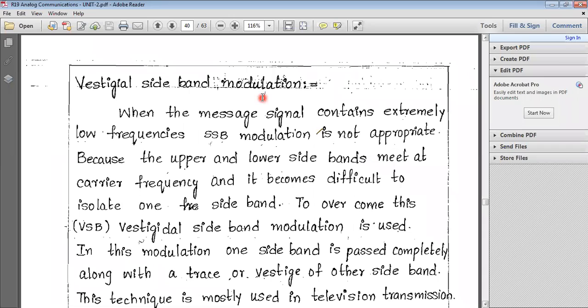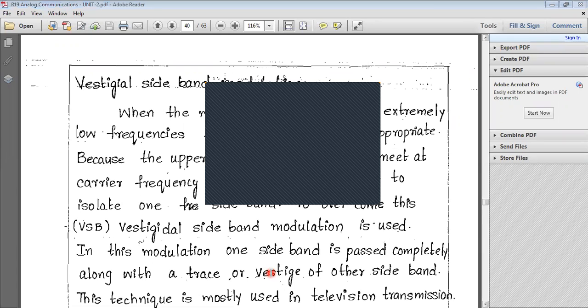In this technique, we completely pass one sideband along with a trace or vestige of the other sideband. So before going to this technique, you must understand the drawbacks of previous techniques. What is the main drawback of previous techniques?